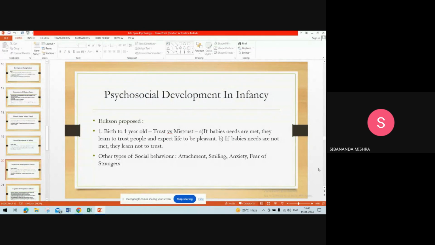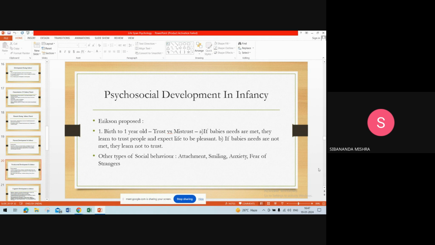Psychosocial is the development of a person's understanding of the environment they are living in and figuring out how that relates to them, their behavior, and others. It is learning about yourself through your surroundings and other people. Psychologist Erikson proposed birth to 1 year old: trust versus mistrust.